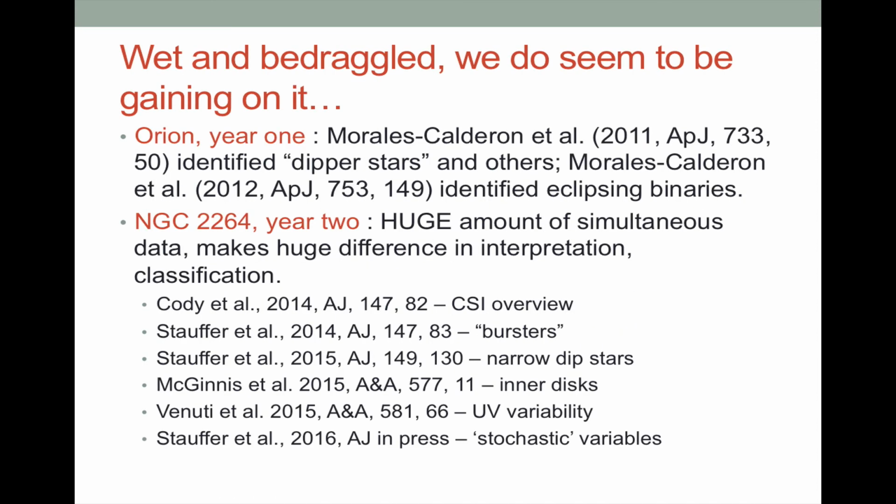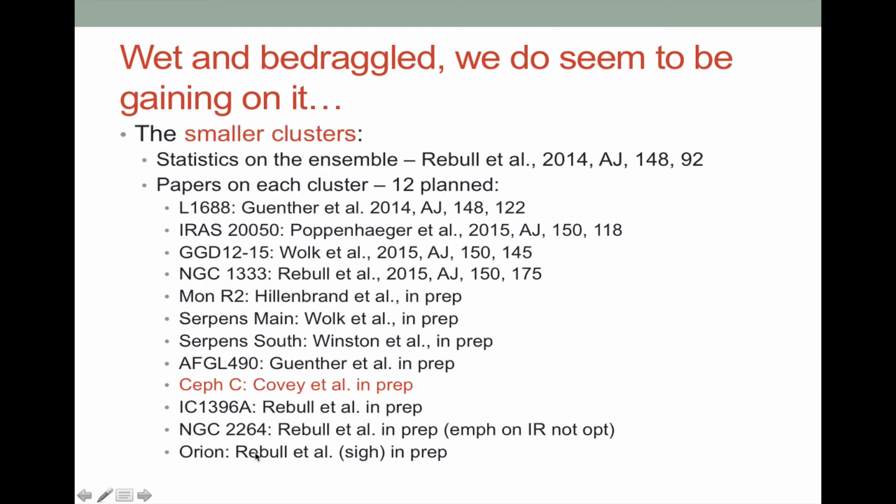This is the list of references I put up earlier. These were the early results in Orion, and these are all the results so far from the NGC 2264 CSI 2264 campaign. There are papers on the smaller clusters too. I have a paper that's statistics on the ensemble. This is the big data paper we've been talking about. There are 12 planned subsidiary papers, one per cluster. The one on 1688 is out, the one on IRAS 250 is out, the one on GGD 12 to 15 is out, the one on NGC 1333 is out.